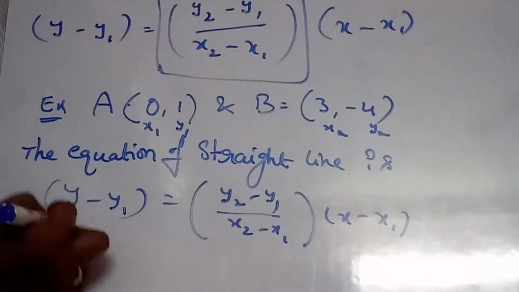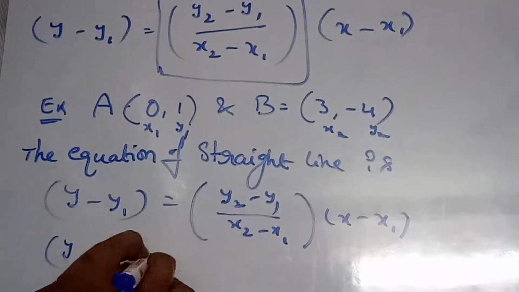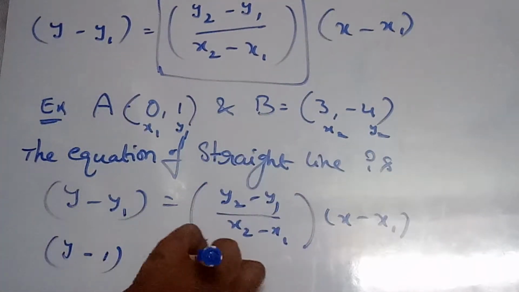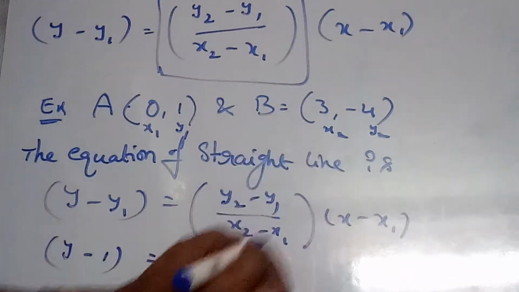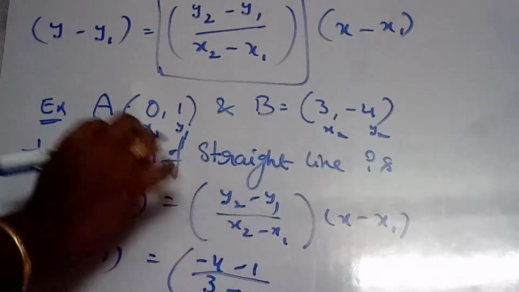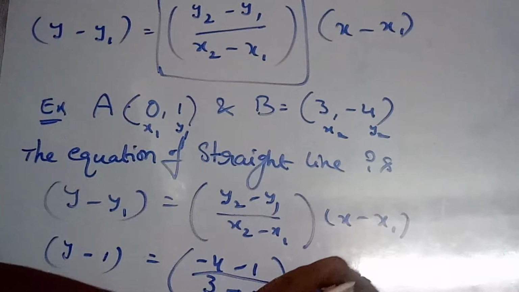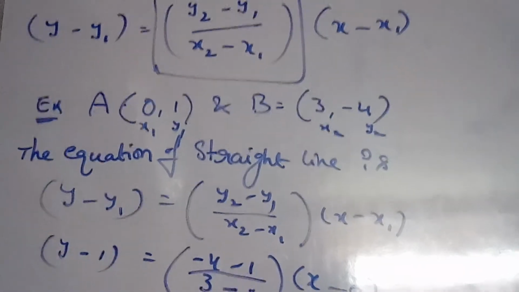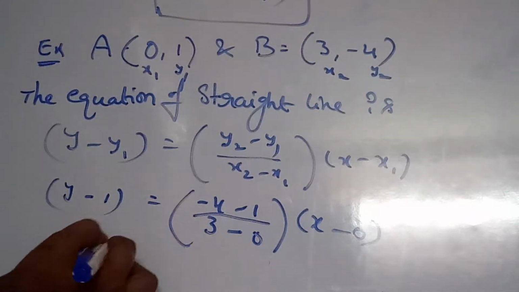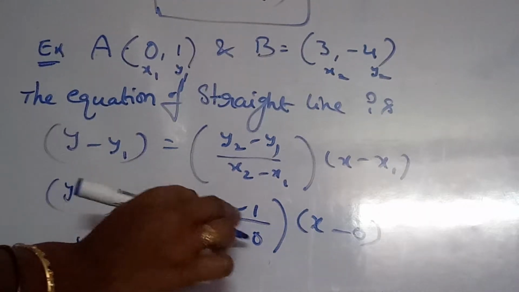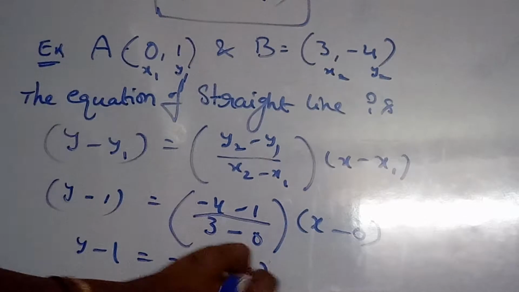So here y minus y1 means y minus 1 is equal to, here y2 means minus 4 and y1 means 1, divided by x2 means 3 minus x1 means 0, into x minus x1 means x minus 0. This is the equation. Substituting these values, we finally get y minus 1 is equal to, here minus 4 minus 1 means minus 5, divided by 3, into x.